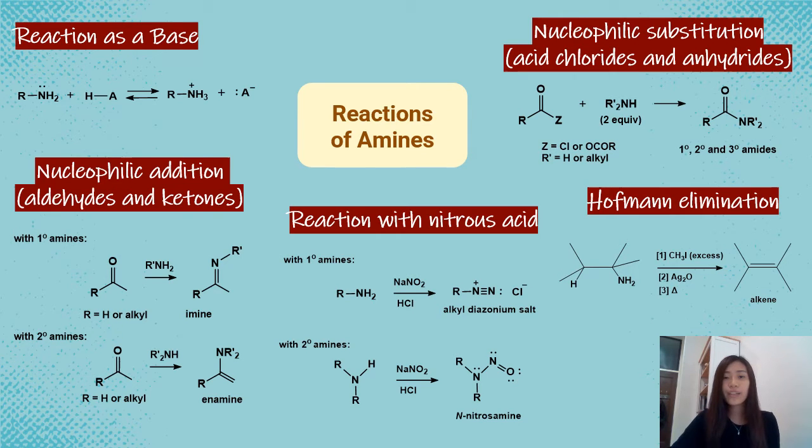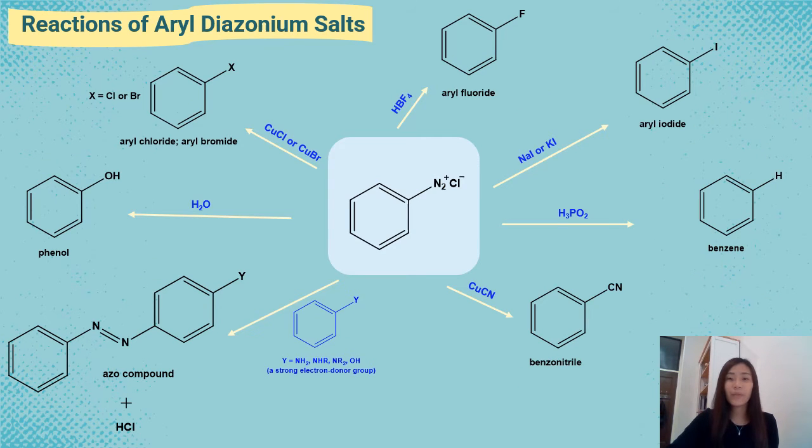Lastly, primary and secondary amines can react with nitrous acid to form alkyl diazonium salt and N-nitrosamine respectively. Nitrous acid is produced when NaNO2 reacts with HCl. The final part of the reaction in this chapter is the reaction of aryl diazonium salts.